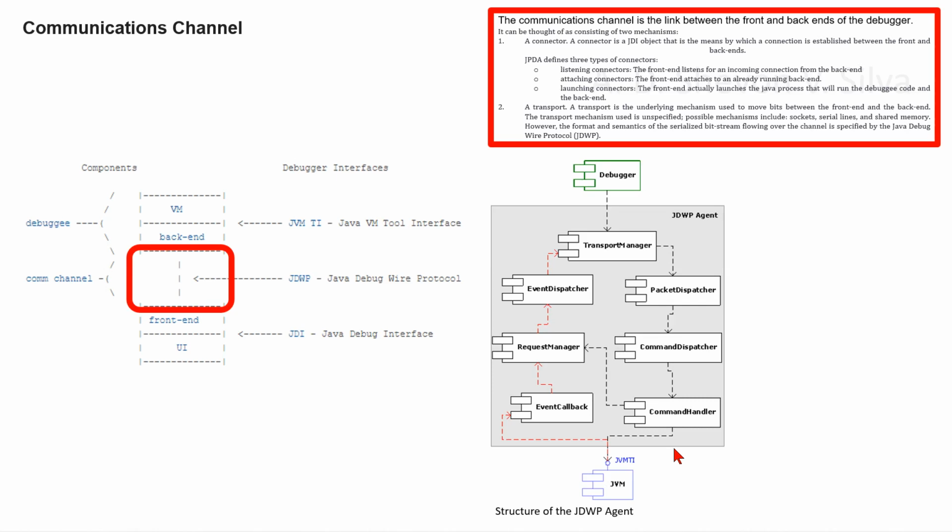Asynchronous handlers send reply packets to the debugger via the transport manager. After completing the command, if an error occurs during command handling, the corresponding module forms an error reply packet and sends it to the debugger.